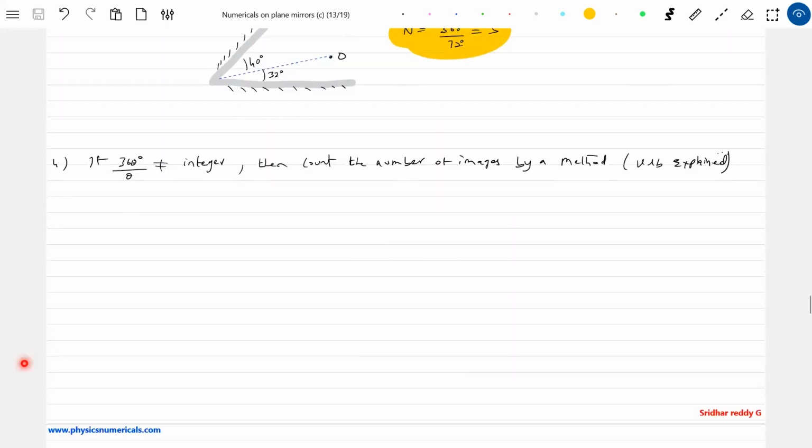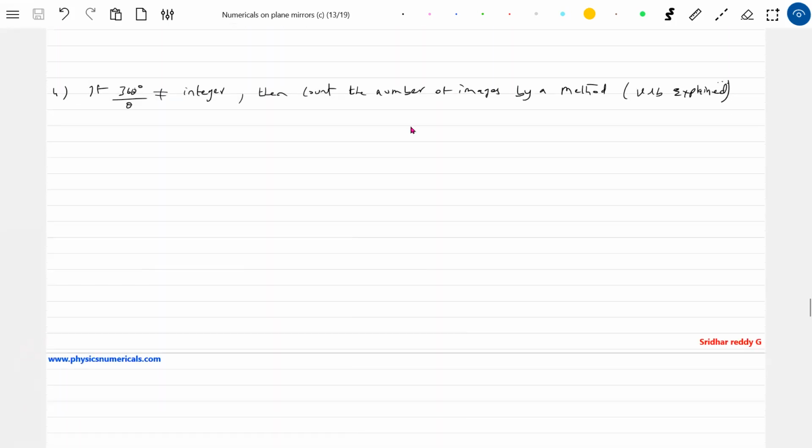Now the trouble starts with the fourth case, where theta is not a clean divisor. What to do? Some method is needed. So what is that method, sir? Can you tell it? Okay, now I'll start the discussion. What is the method that I'm going to teach? Carefully, just follow along.